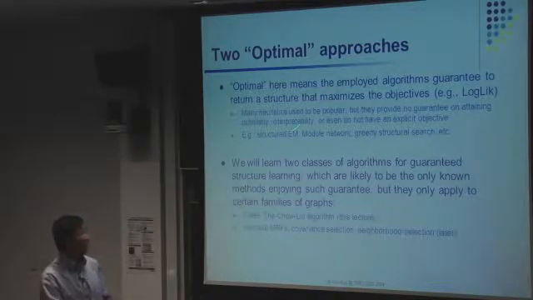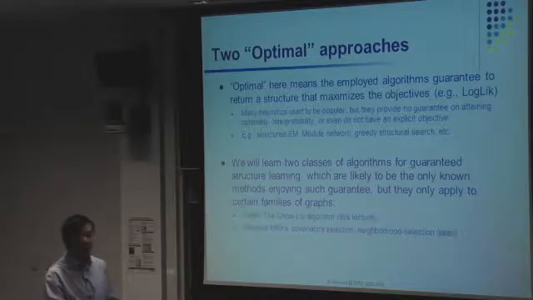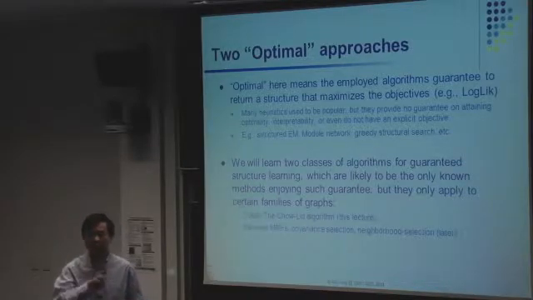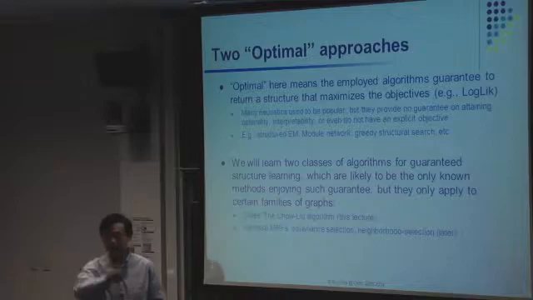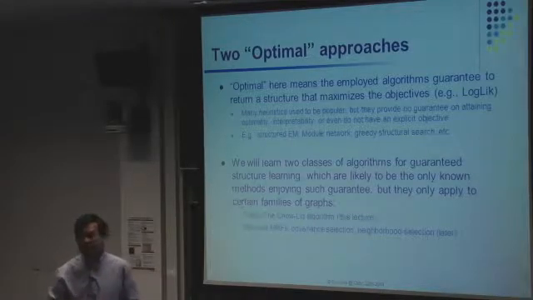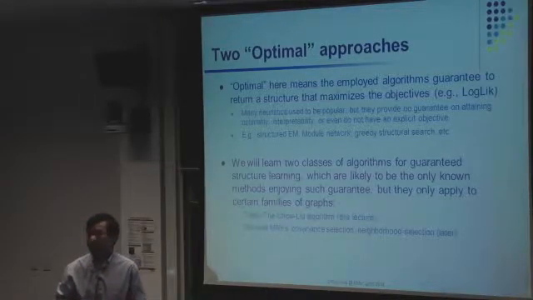Such as structure EM, module network, greedy search of graph, like operators, like add edge, delete edge, invert edge, stuff like that. These algorithms had been popular in the past, like a decade or even earlier, but now you don't see them very often. Why? Because they are very, very hard, if possible, to be characterized, and the outcome they deliver can be very arbitrary, depending on who uses it and how you use it.